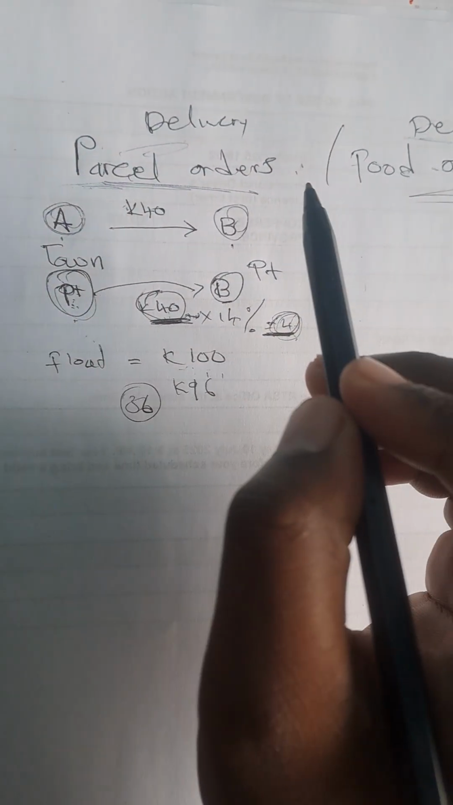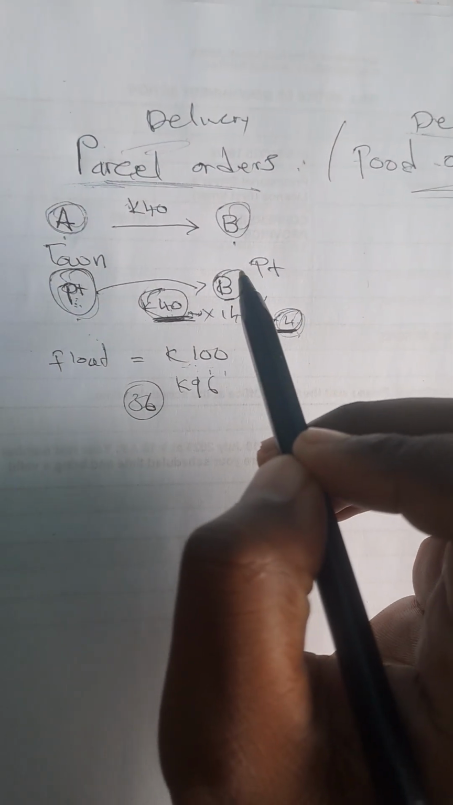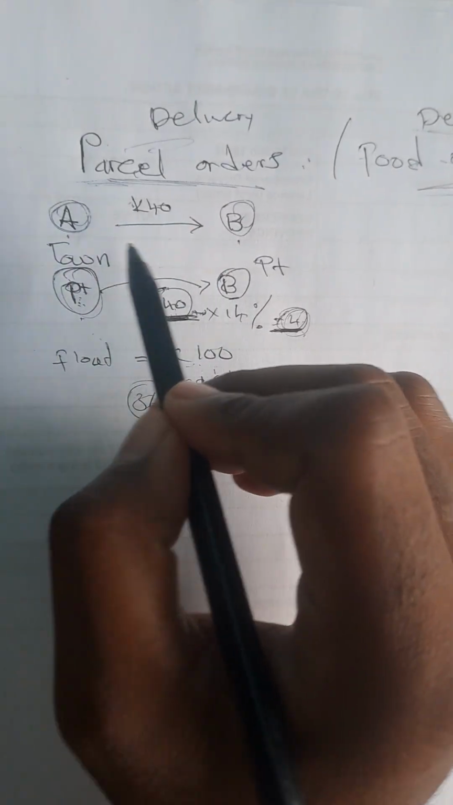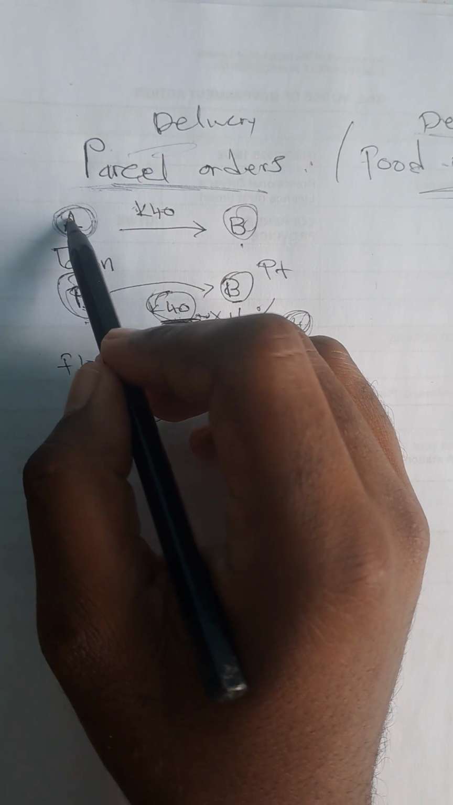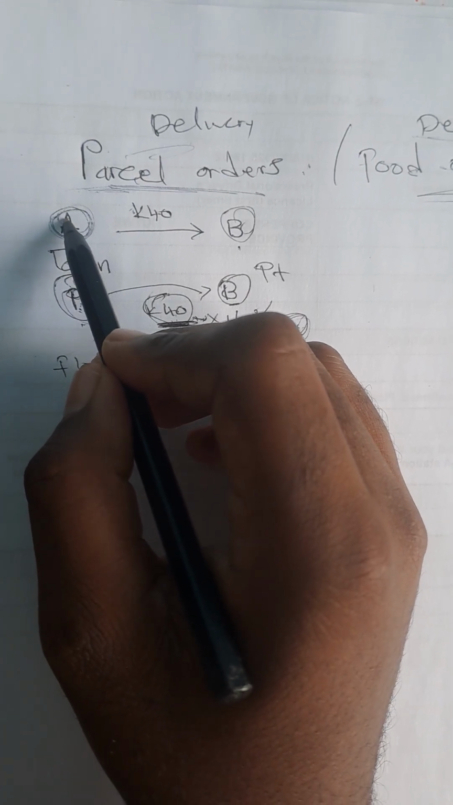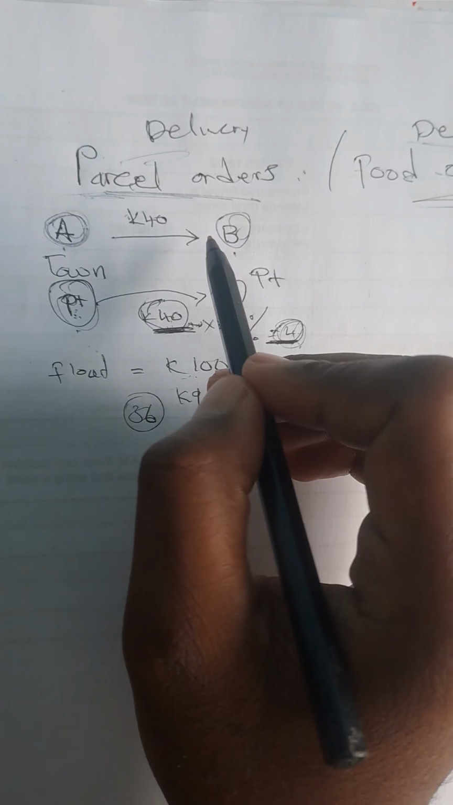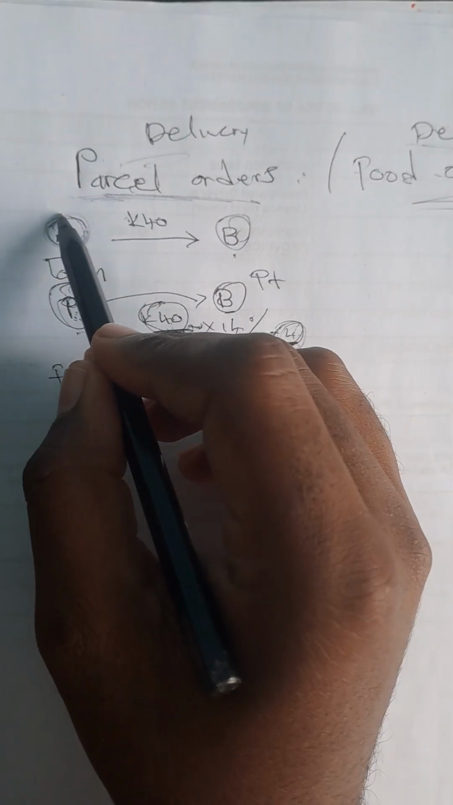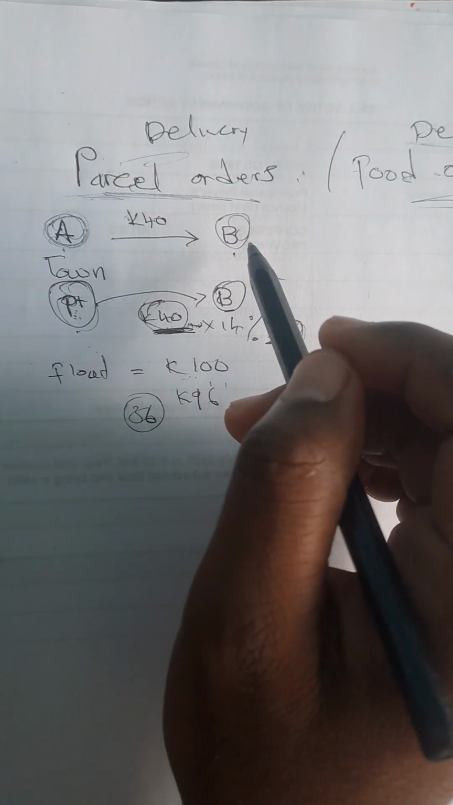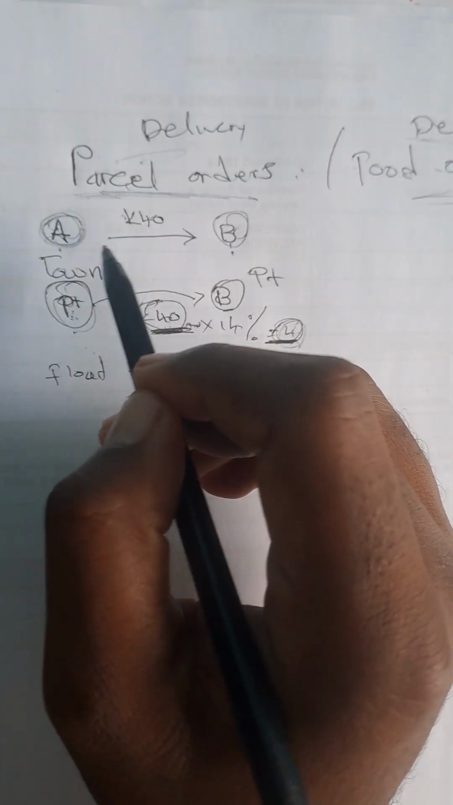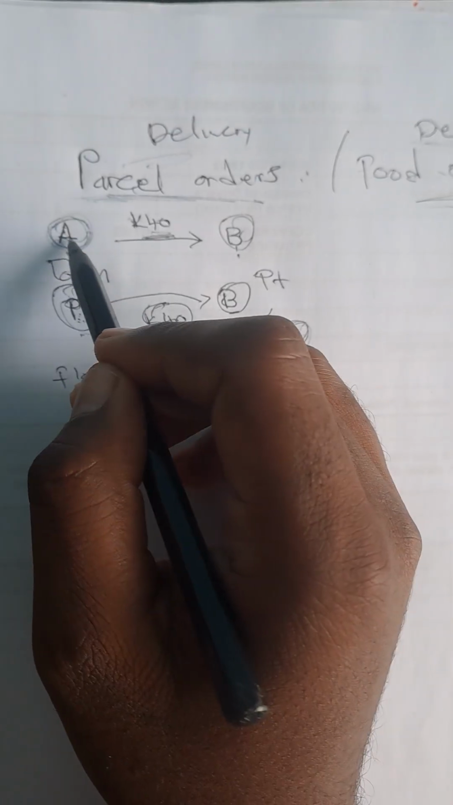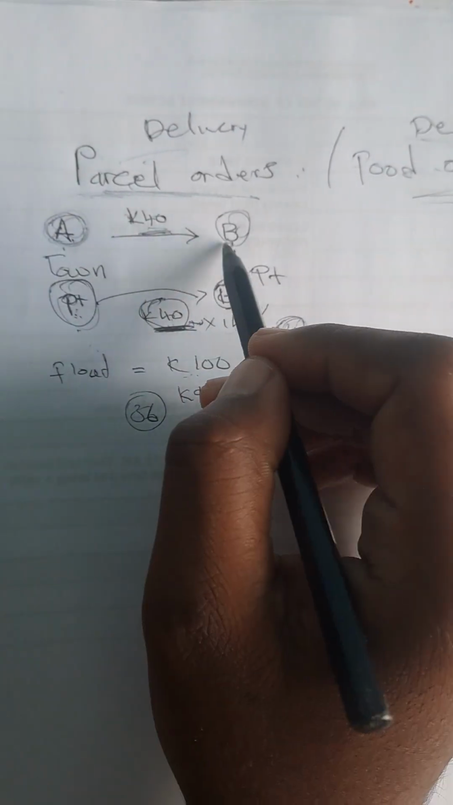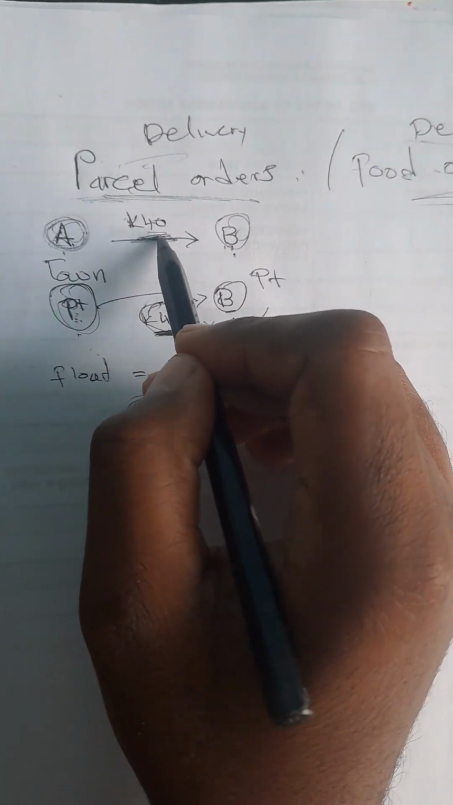For parcel orders, you get paid in cash. So that means when you get a delivery order, say you go and get a delivery order from Southgate and deliver it to Kamwala, and the order shows that you'll be paid 40 kwacha for that delivery. If you go and get that parcel and you deliver it, you'll be paid 40 kwacha in cash.